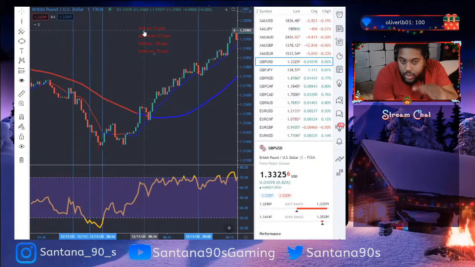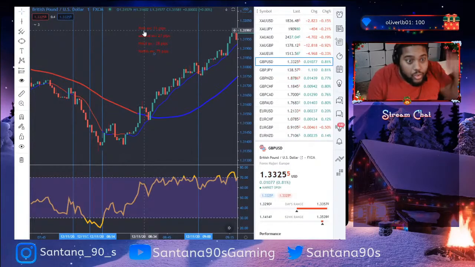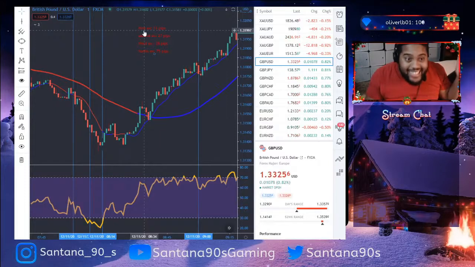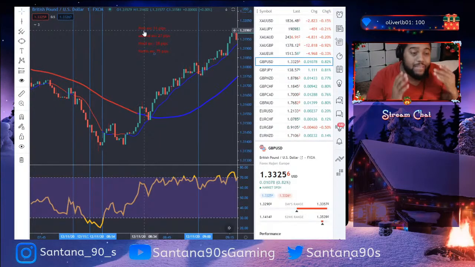Once you're risking between 1 to 3%, you're good. But there's certain people that risk 10% of their account, 20% of their account. You can make money quick, but you can lose it too. So it all depends on the type of trader you are.